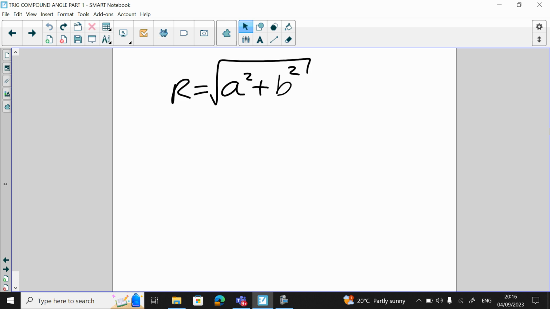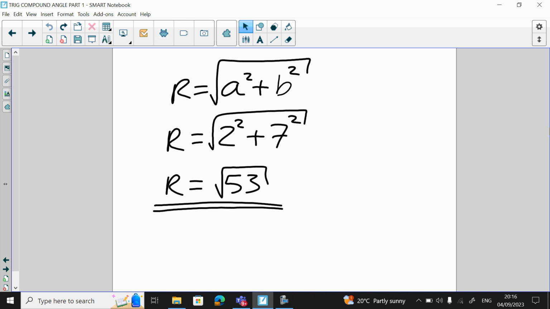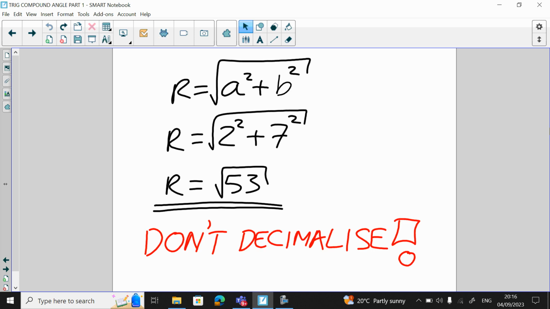Okay, let's go for R. A squared plus B squared, where A and B are the numbers in front of the sine and cosine parts. 2 squared plus 7 squared, 4 and 49 is 53. So we're going to square root of 53. I think I'm going to leave it as that. I'm not going to decimalize it there. So we've got R and alpha. I'm saying don't decimalize. You can do what you want.